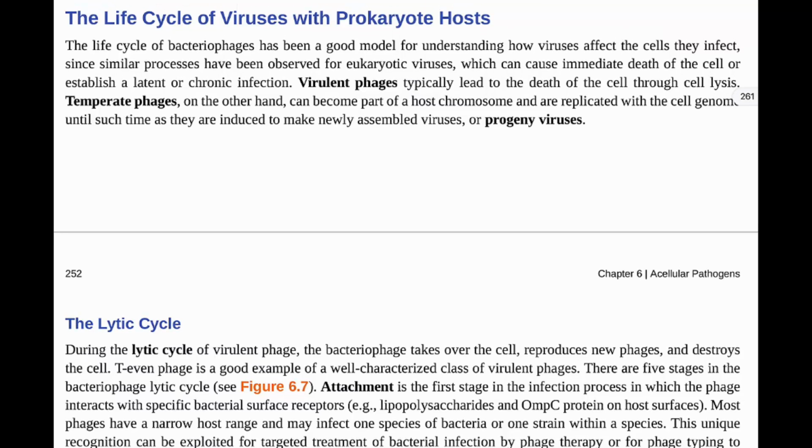First, let's mention here that we are going to be looking at bacteriophages. They are a good model for understanding how viruses affect the cells that they infect, because we see the same types of processes in eukaryotic viruses, so viruses that infect humans, for example, and other eukaryotic organisms. So what we see is that we have what are called virulent phages, which typically lead to the death of the cell through lysis. Lysis is bursting or breaking open of the cell, breaking it apart.